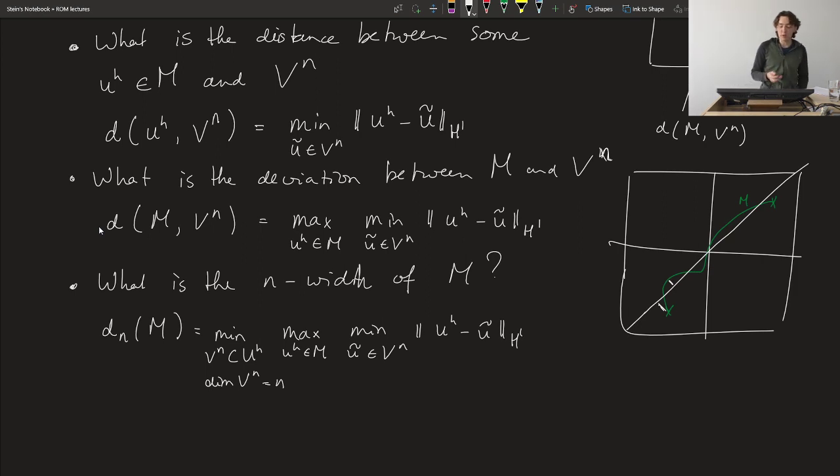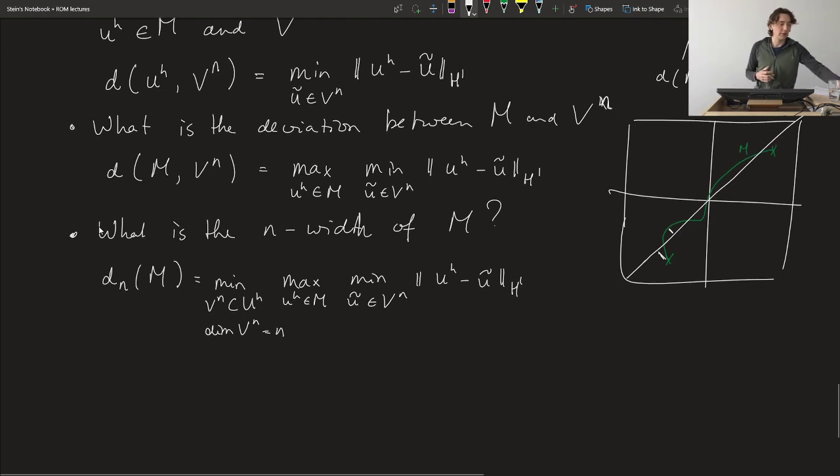And clearly, if this number is very small, then I am able to approximate that solution manifold with a low-dimensional subspace. If this number is very, very large, then I'm simply not able to do that, and the idea of using a reduced order model for something like that is not appropriate. Okay.